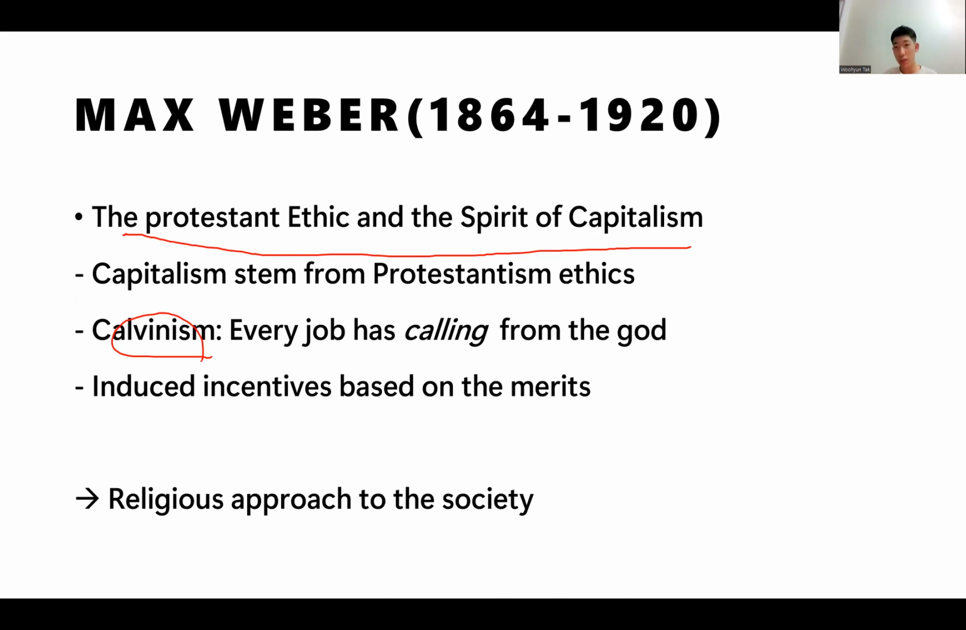Everybody has to struggle a lot in their life to accomplish something and live a very diligent life. So this kind of Calvinism encouraged people to live a more diligent life to be dominated by God. And therefore it provided incentives on capital and merit. It allured lots of wealthy people who started to accumulate their wealth through trade. So it provided a psychological or religious root of capitalism. Therefore, it proves the religious approach to the society, and it should be remembered as one of the most important works.